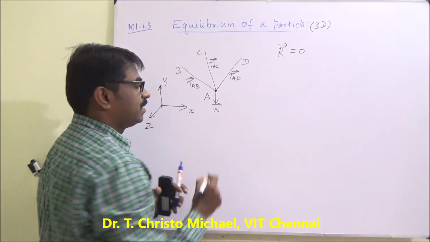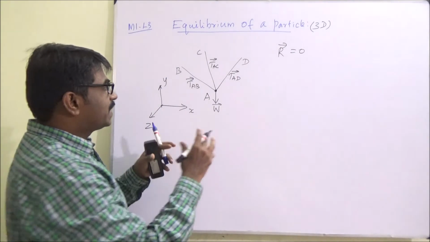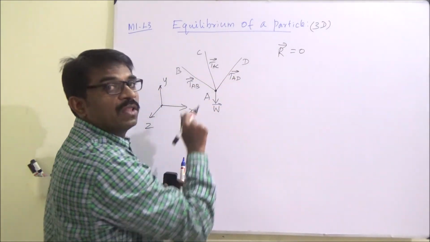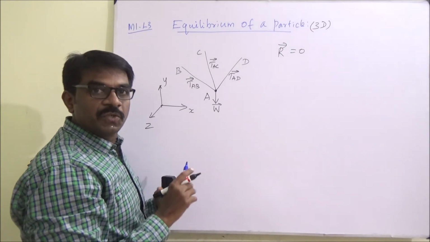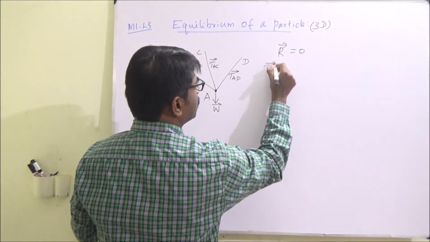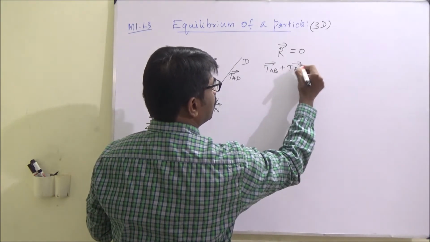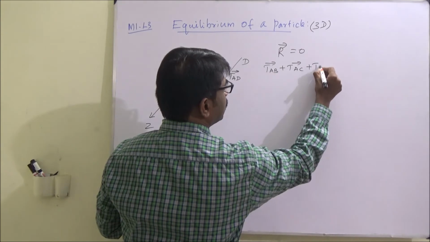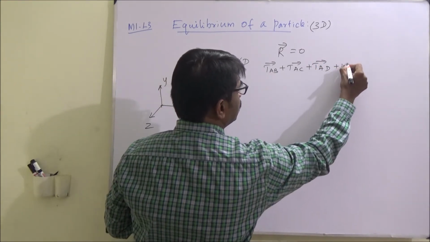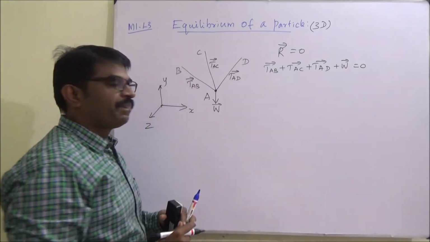So this will take us vectors. So there are 4 vectors. So then the resultant should go to 0, meaning the summation of all the 4 vectors should go to 0. So TAB vector plus TAC vector plus TAD vector plus W vector should go to 0.